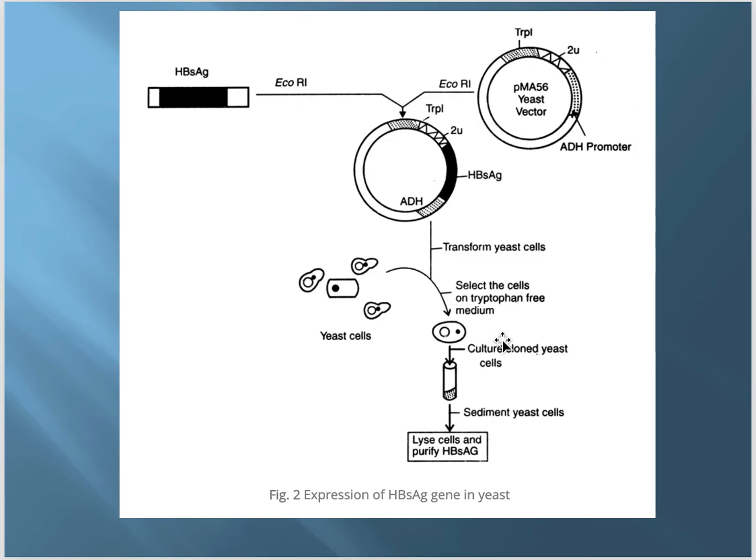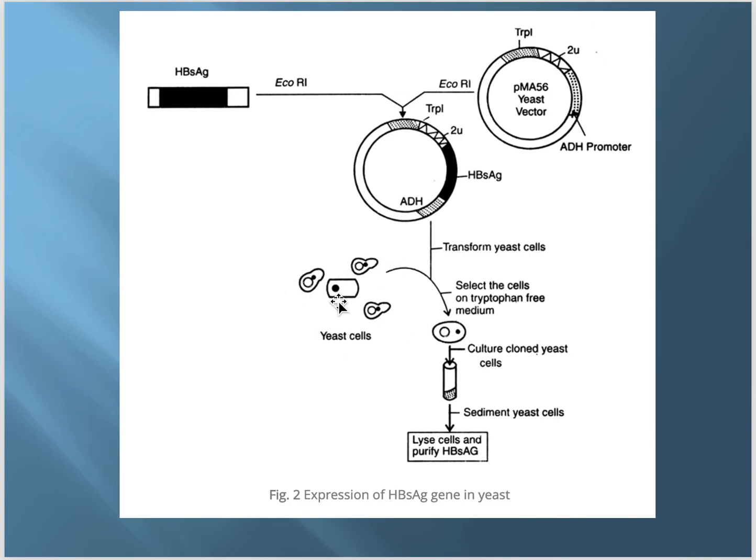So this photo shows the steps by which the hepatitis B surface antigen vaccine is produced using a yeast cell. First we need the gene that encodes the hepatitis B surface antigen, and then we have to insert this gene into a vector or plasmid. Please remember, the plasmid that you will use will depend on your microorganism.